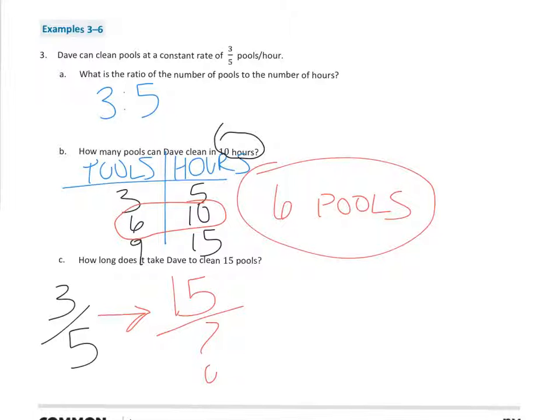I can't say that enough times. So to turn this 3 into a 15, we had to multiply by 5. So that's what we have to do to the bottom. What we did to the top, we do to the bottom. 5 times 5 is 25. So how long does it take Dave to clean 15 pools? 25 hours.